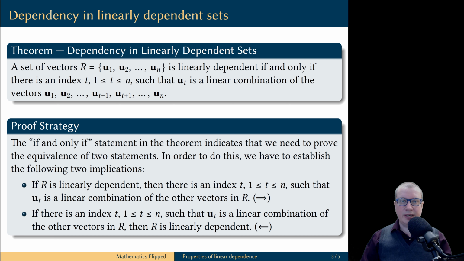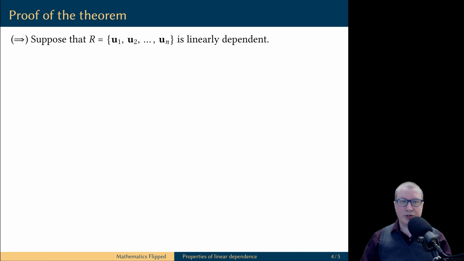First, if a set of vectors is linearly dependent, then at least one of the vectors in the set can be expressed as a linear combination of the other vectors in the set, and then conversely, if one of the vectors in the set can be expressed as a linear combination of the other vectors, then this set of vectors is linearly dependent. Let's start by assuming that the given set of vectors is linearly dependent.